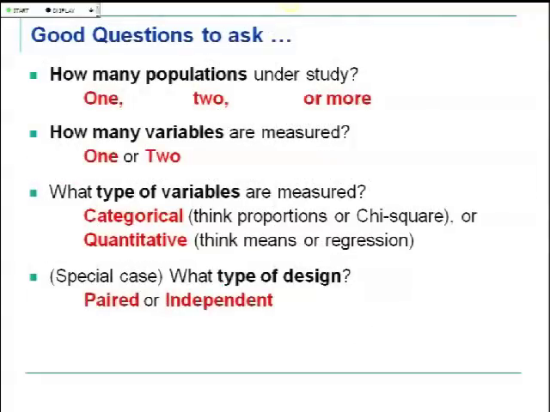You know, things to ask yourself. Look at the problem. Is it one population, two? Do I have more than two? How many variables am I measuring? What kind of variables are they? Categorical or quantitative? And sometimes you have to distinguish between paired and independent, right?